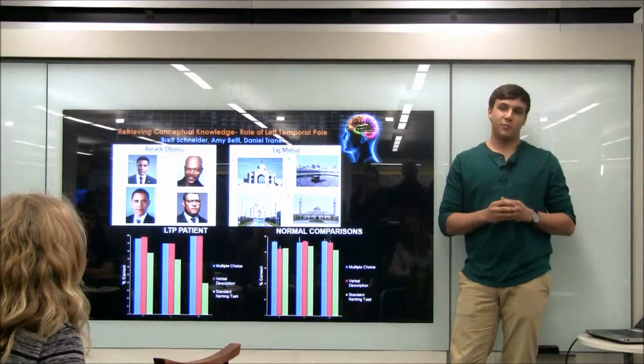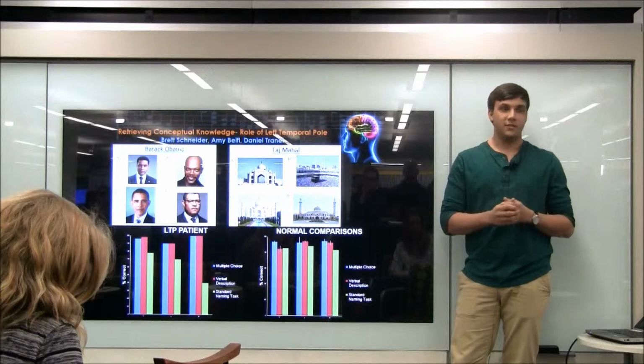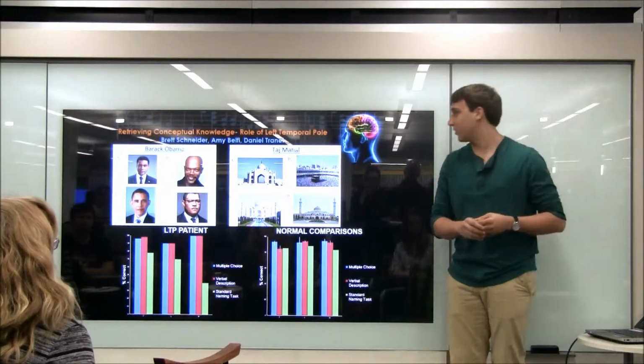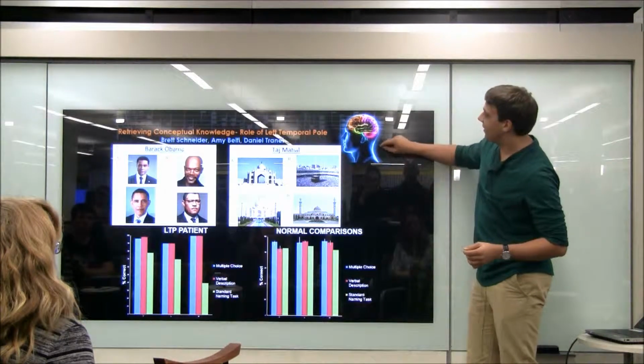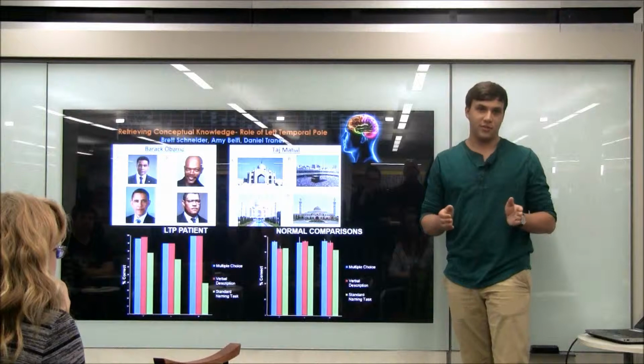So what happens if you're presented with the name of something? How do you retrieve this conceptual information? So that's the study that I'm looking at. So the left temporal pole, just to give you a reference, so we have this small brain over here, and in this yellow region, the most anterior portion of that, that's where your left temporal pole is located.